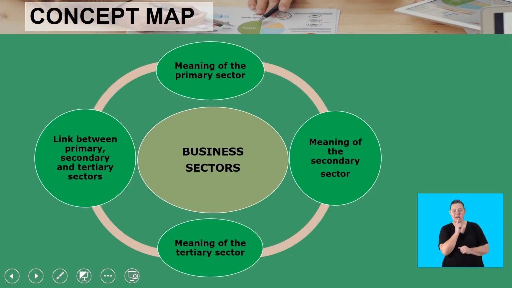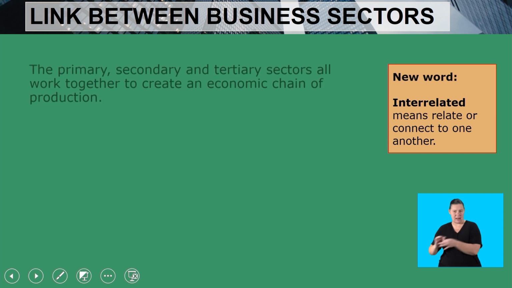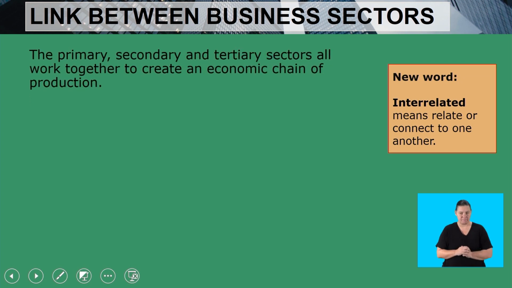Welcome back, grade 11s. Now let's look at our last concept, which is the link between primary, secondary, and tertiary sectors. The primary, secondary, and tertiary sectors all work together to create an economic chain of production.